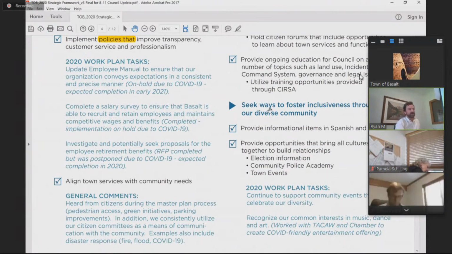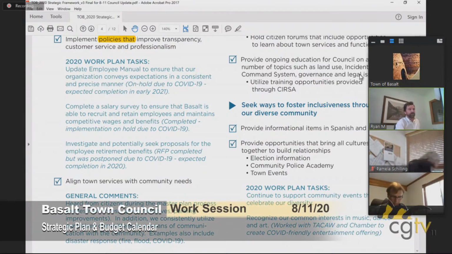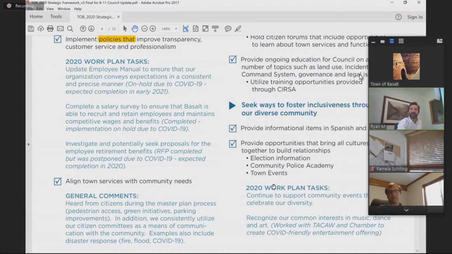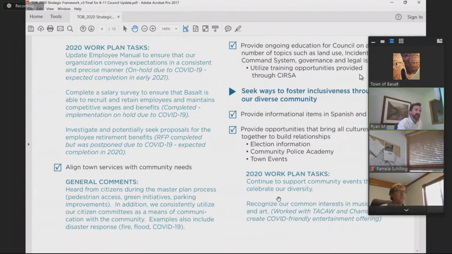So next, our second big bullet point here, seek ways to foster inclusiveness throughout our diverse community. So, we had a couple things in there, providing informational items in Spanish and English, providing opportunities to bring all of our cultures together and build relationships. So providing election information, our community police academy, town events, we've done quite a bit in that arena.